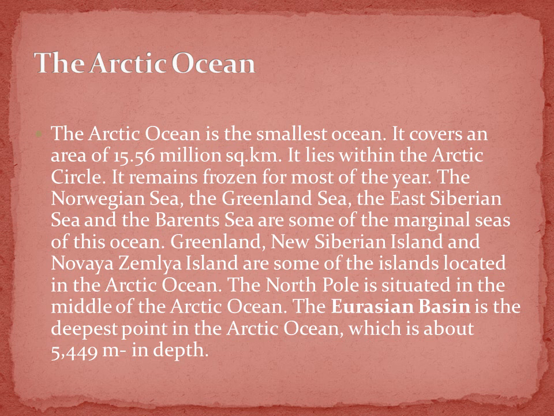The Norwegian Sea, the Greenland Sea, the East Siberian Sea, and the Barents Sea are some of the marginal seas of this ocean. Greenland, New Siberian Island, and Novaya Zemlya Island are some of the islands located in the Arctic Ocean. The North Pole is situated in the middle of the Arctic Ocean. The Eurasian Basin is the deepest point in the Arctic Ocean, which is about 5,449 meters in depth.